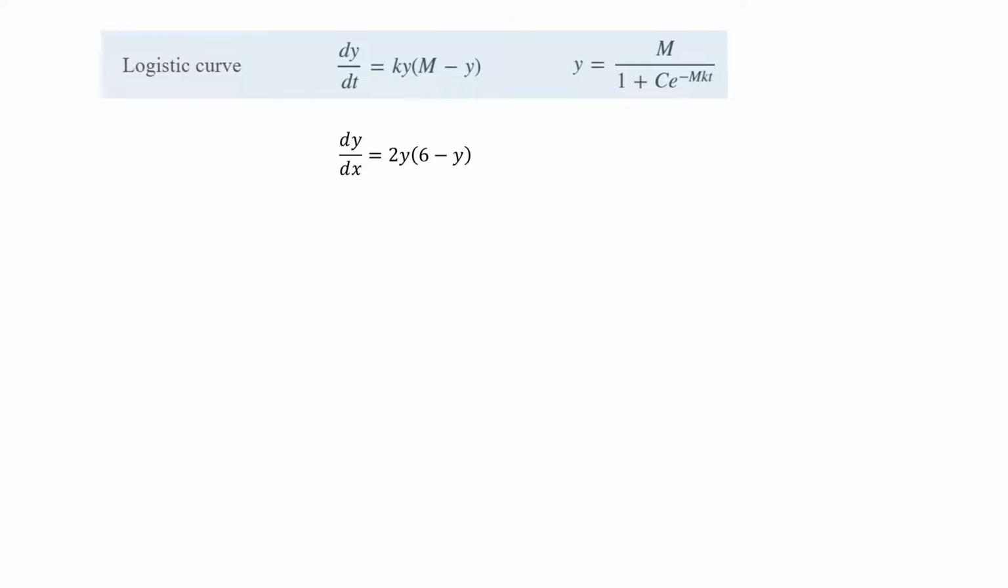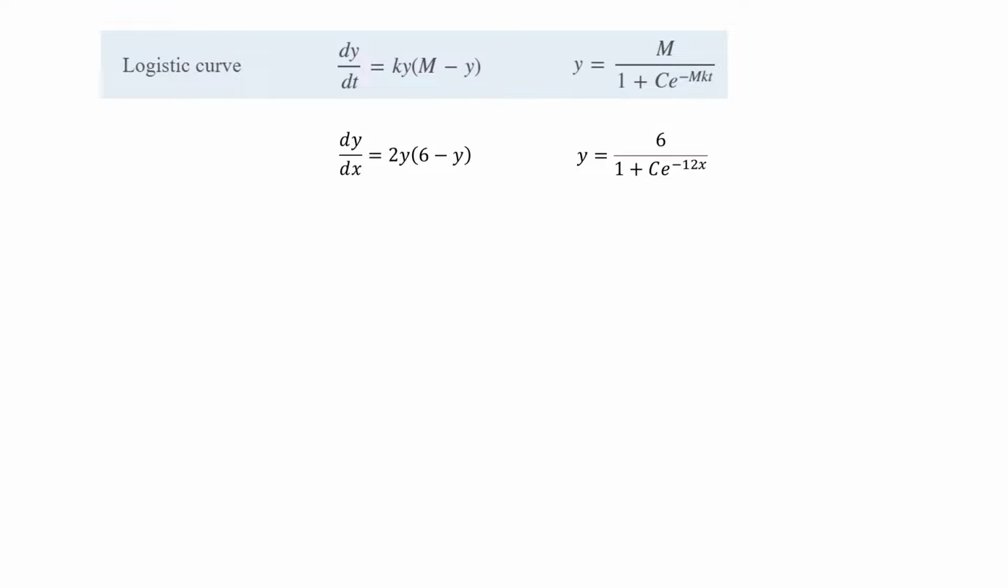If you're wondering where the equation on the right came from, the y equals solution to this, that's a story we're not getting into now. That's just a formula you memorize for this differential equation. And now it's as simple as saying, okay, putting in k equals 2 and m equals 6 gives me this. And I'm done with the problem.